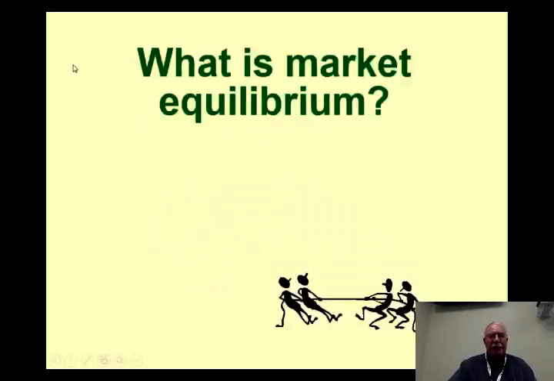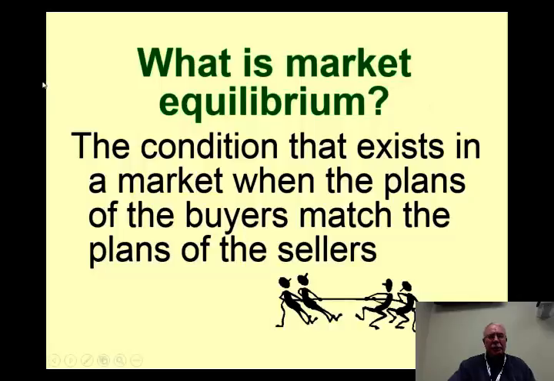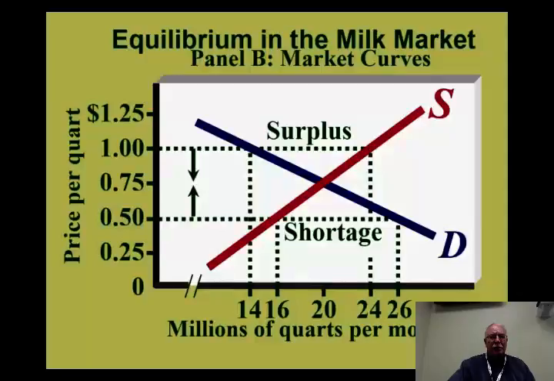Anyway, I'll explain this to you on the graph. It makes more sense. Market equilibrium is the condition that exists in a market when the plans of buyers match the plans of sellers. That's when we have market equilibrium.